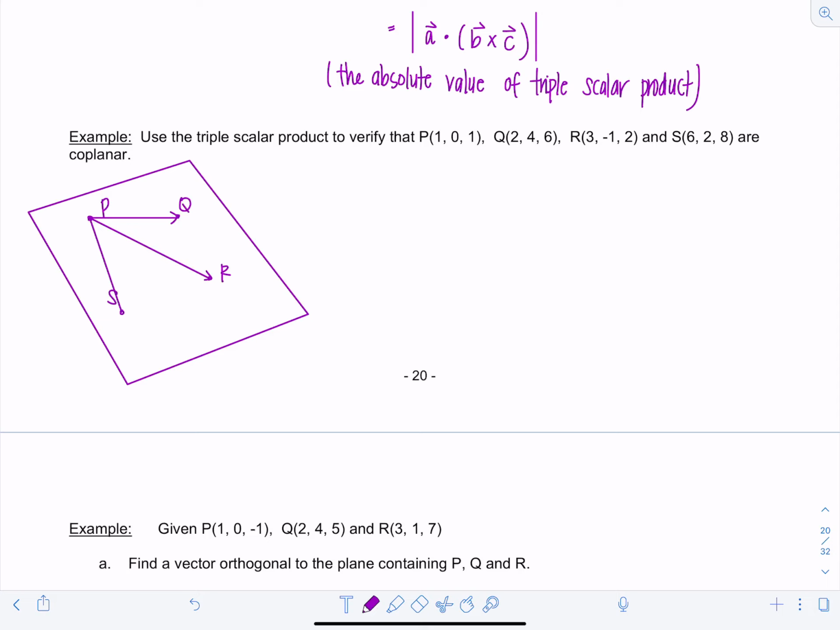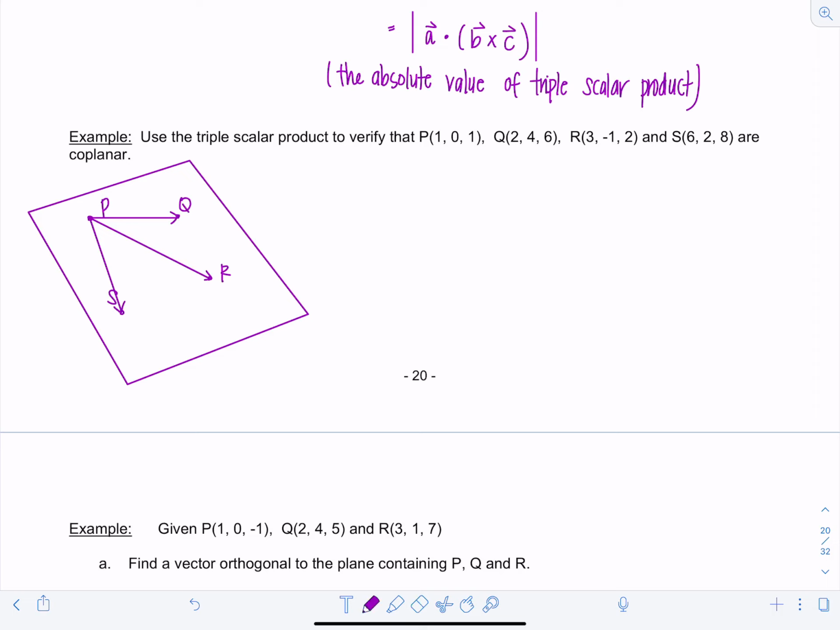And I'm going to find the value of the triple scalar product. As long as they're coplanar, that should come out to be 0. If one of those 4 points is not in the same plane, then the parallelepiped will have a non-zero volume. But if all 4 of those points are in the same plane, then they will not form a solid with any volume. Okay? So let's go ahead and construct those vectors.